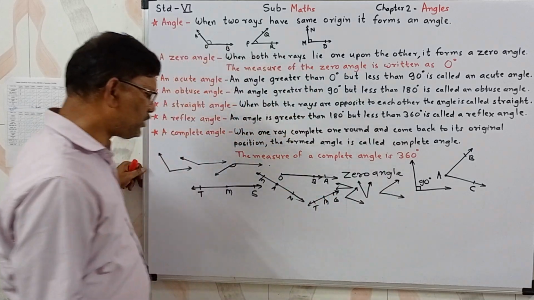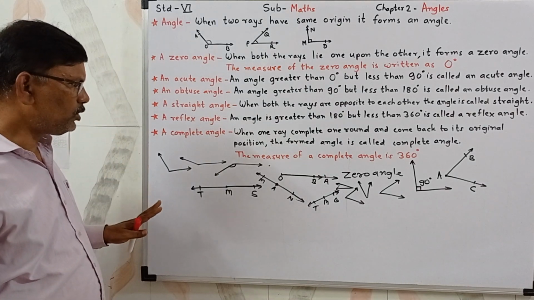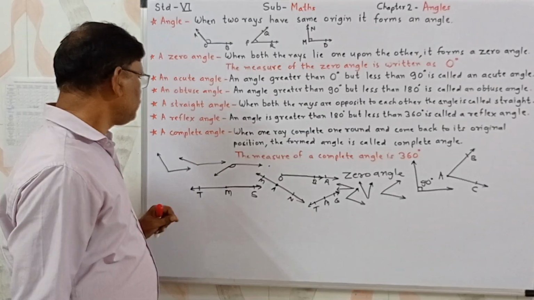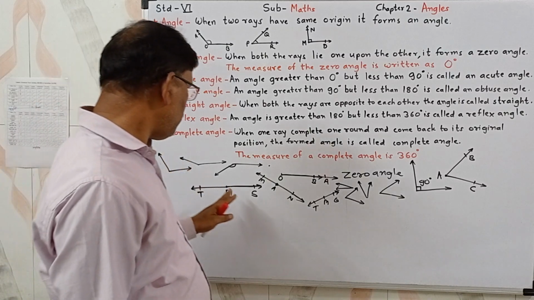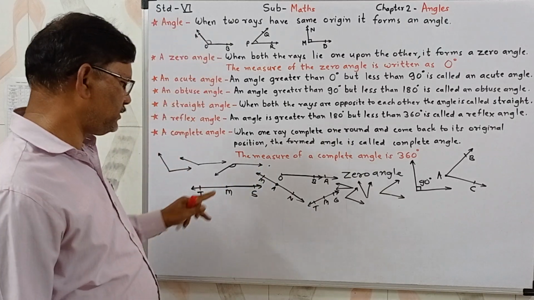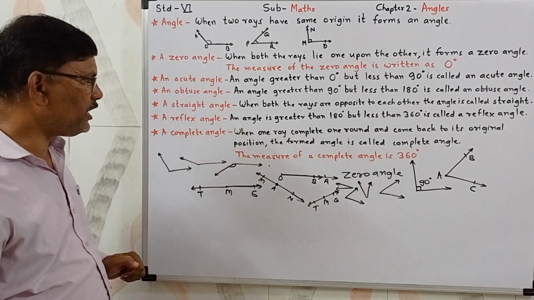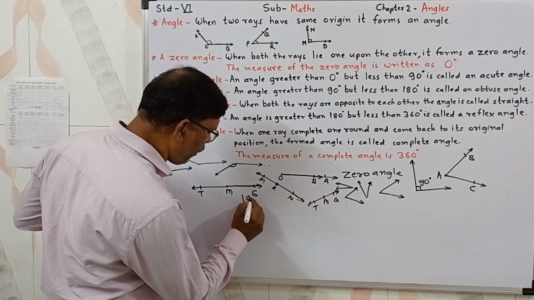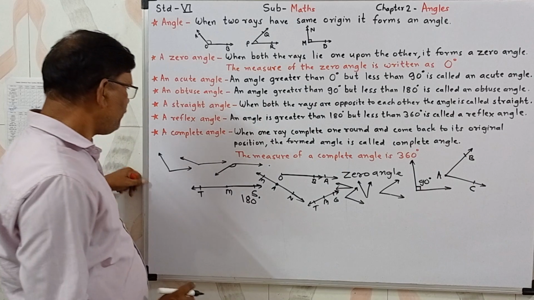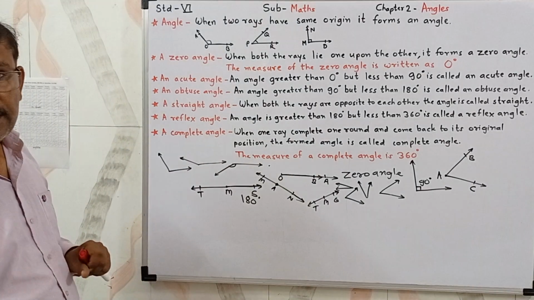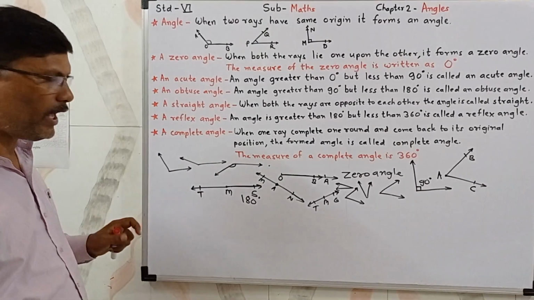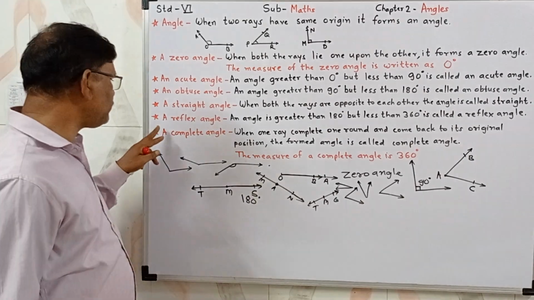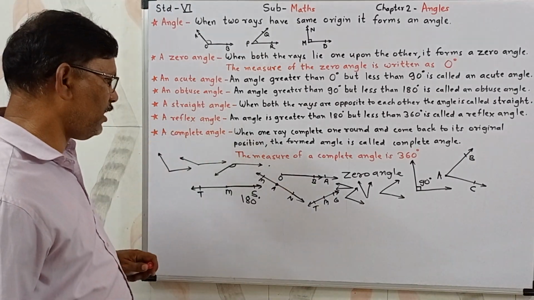This is also a straight angle. Understood? Okay. And the measure of this straight angle is 180 degrees. Understood? The next one is a reflex angle.